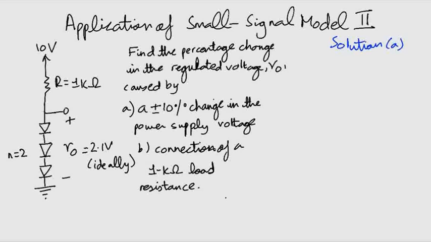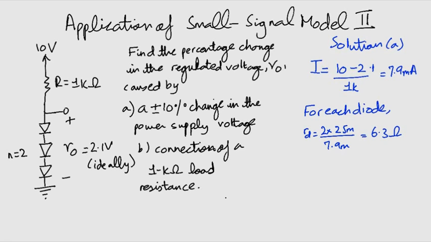Now for our solution, first we find the current value at DC. This is 7.9 milliamperes. Each diode will have an incremental resistance of 6.3 ohms. Since they are in series, the total resistance will be 18.9 ohms. This resistance, along with the resistance capital R, forms a voltage divider whose ratio can be used to calculate the change in output voltage due to a plus-minus 10% change in supply voltage.